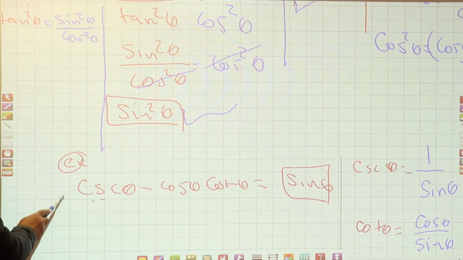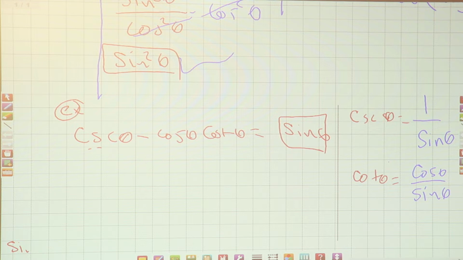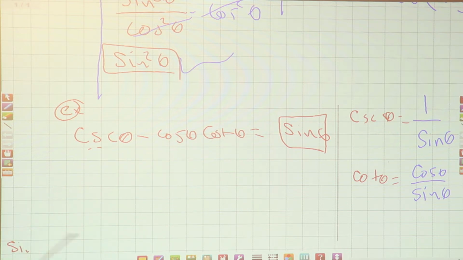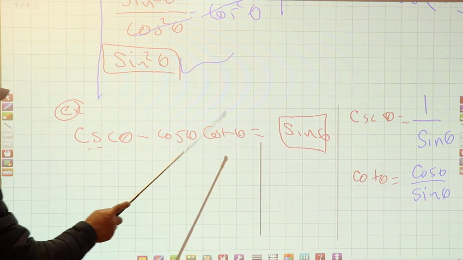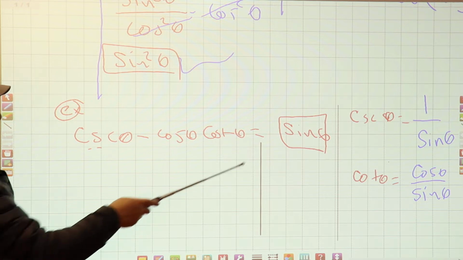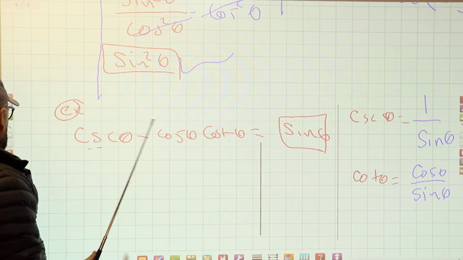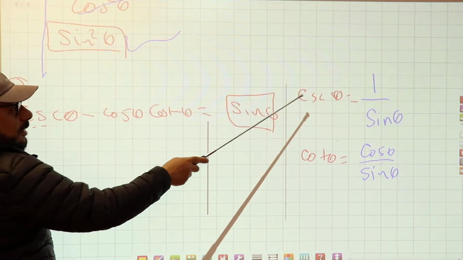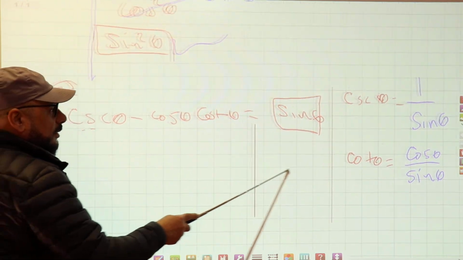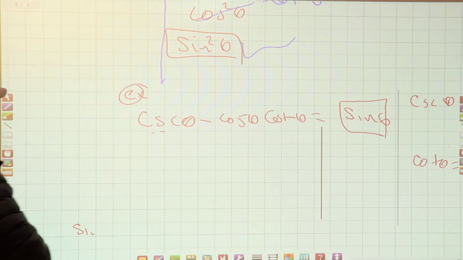Okay. Another example. We need to prove that cosecant theta minus cosine theta cotan theta equals sine theta. Then we need to leave this side alone, and we're going to work on this side. Something you have to remember before we start: cosecant theta equals 1 over sine theta, cotan theta equals cosine over sine. Now just change these things here.